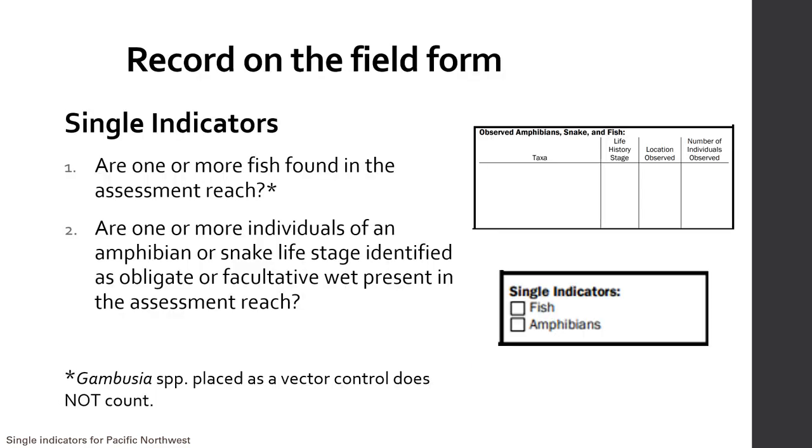If you find one or more fish or amphibian or snake life stages identified as obligate or facultative wet at the assessment reach, check the box on the field form to indicate their presence. Because not all amphibians or life stages are water dependent, it is important to refer to the provided table. Record on the field form the taxa that were observed that led to a positive answer. Relevant photos should be logged.